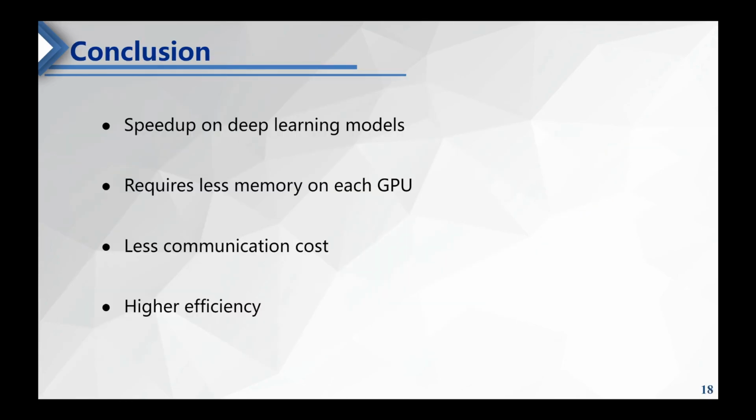In conclusion, we designed a further parallelized tensor parallelism structure, Tesseract, and we tested this work on the computer vision model Gaussian transformer and language model transformer. By using Tesseract, we reached speedups compared to other tensor parallelism structures on deep learning models. Besides, compared to previous tensor parallelisms, our work requires less memory on each GPU because of its tensor split method, and it requires less communication cost, which in return led to higher efficiency.